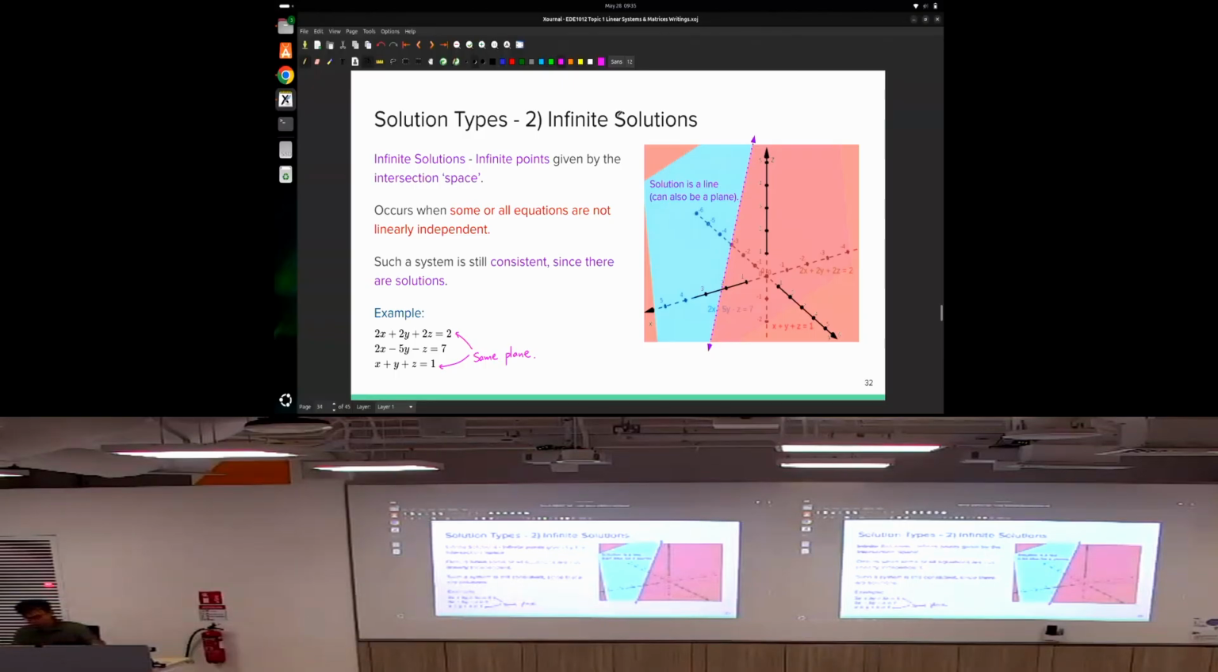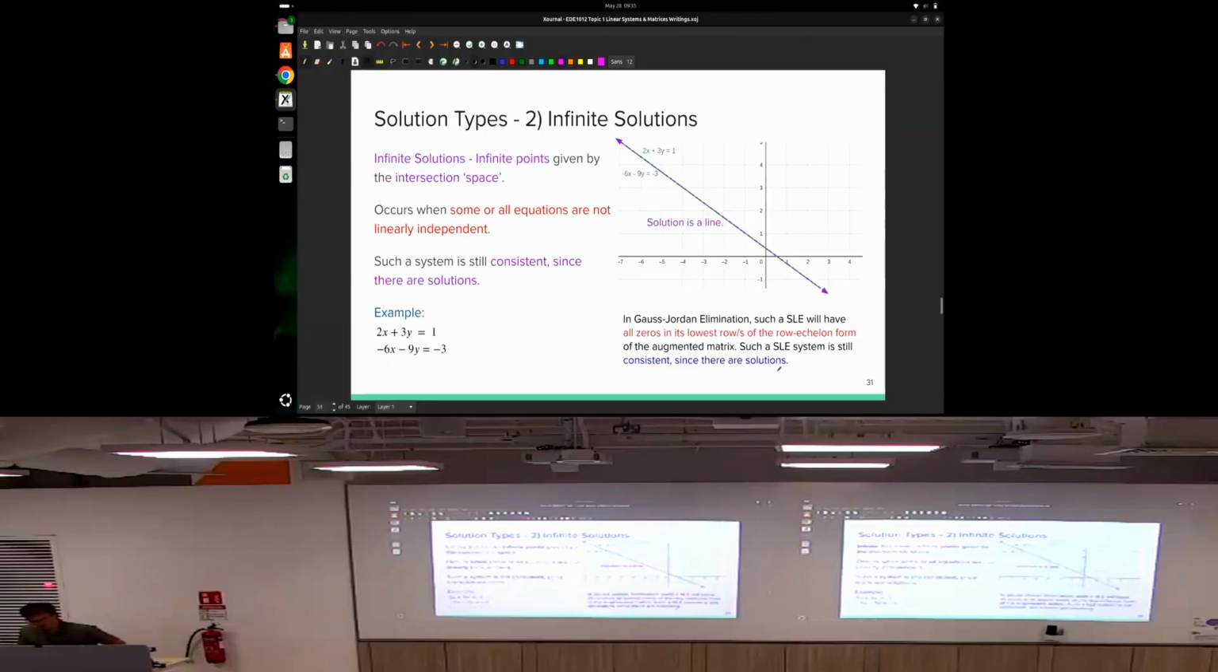So how do you know you can get infinite solutions? In your Gauss-Jordan elimination, you are going to get a row with all zeros in the row echelon form. Later on we will see such an example where you get all zeros. Actually, all zeros means what? That means you got one row totally removed. One row totally removed means one less plane or one less geometry to intersect.